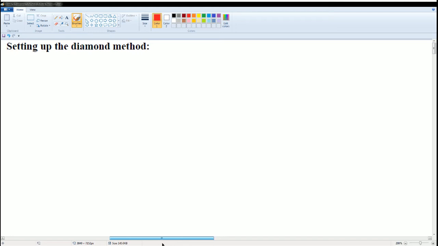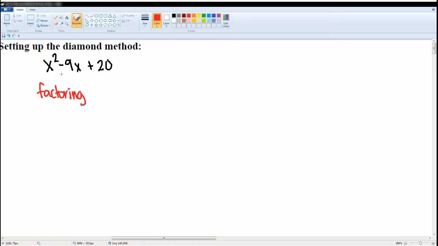We are going to set up the diamond method here and factor. So we are going to have x squared minus 9x plus 20. Then we are going to do factoring. And because this is x squared, there are going to be two terms. So you're going to have an x something in parentheses and an x something else in parentheses.